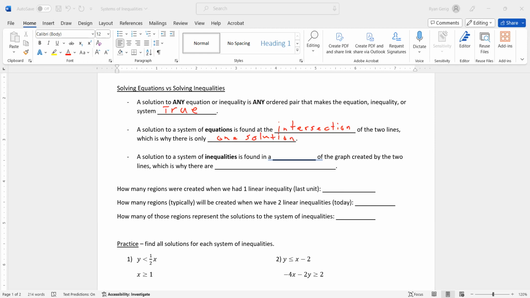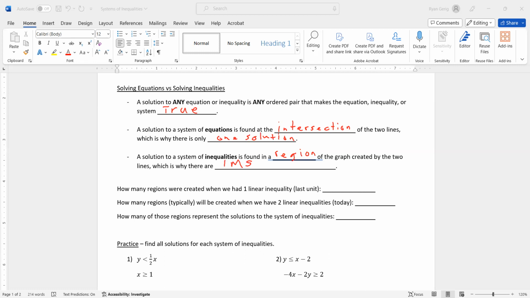A solution to a system of inequalities, though, is found in a region of the graph. Oops, let me write that a little bit better. A region of the graph created by the two lines, which is why there are infinitely many solutions. And you're going to see that when we graph these. And like with equations, we could graph them to solve them, but we could also do substitution or elimination. With an inequality, we have to graph because it's a region.